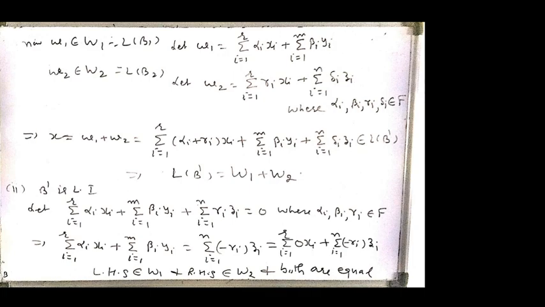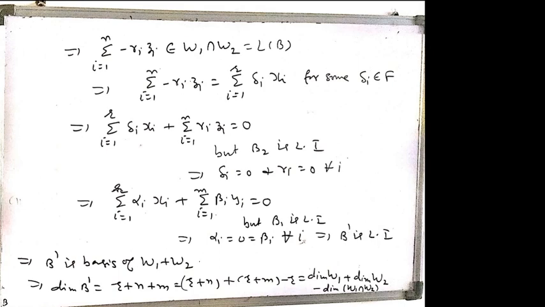So therefore summation alpha xi plus summation beta yi is 0. Again xi's and yi's form b1. B1 is basis of w1, therefore it is linearly independent. It means each alpha is 0, beta is 0. So therefore b dash is linearly independent. So therefore b dash is basis of w1 plus w2.